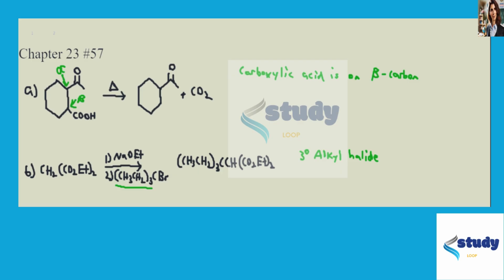And the reason that they're not going to work is because of sterics. So a tertiary alkyl halide is too sterically hindered. So that's why reaction B here is not going to work.